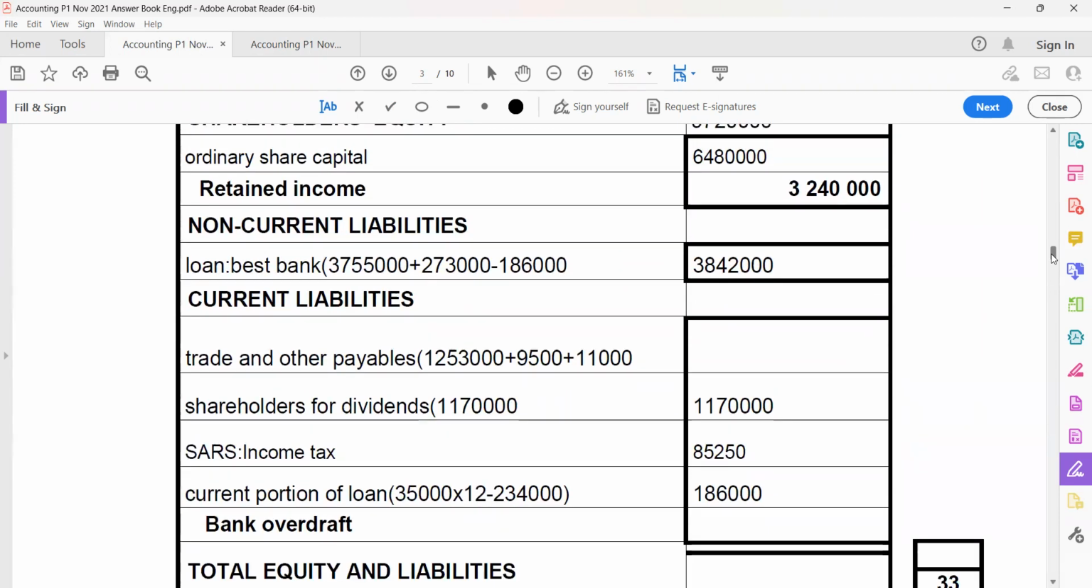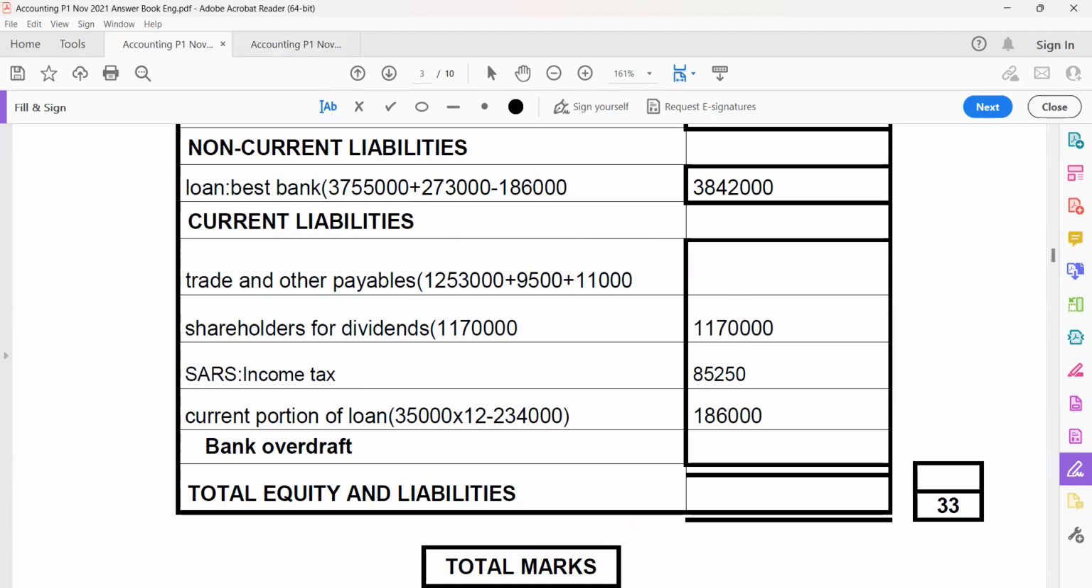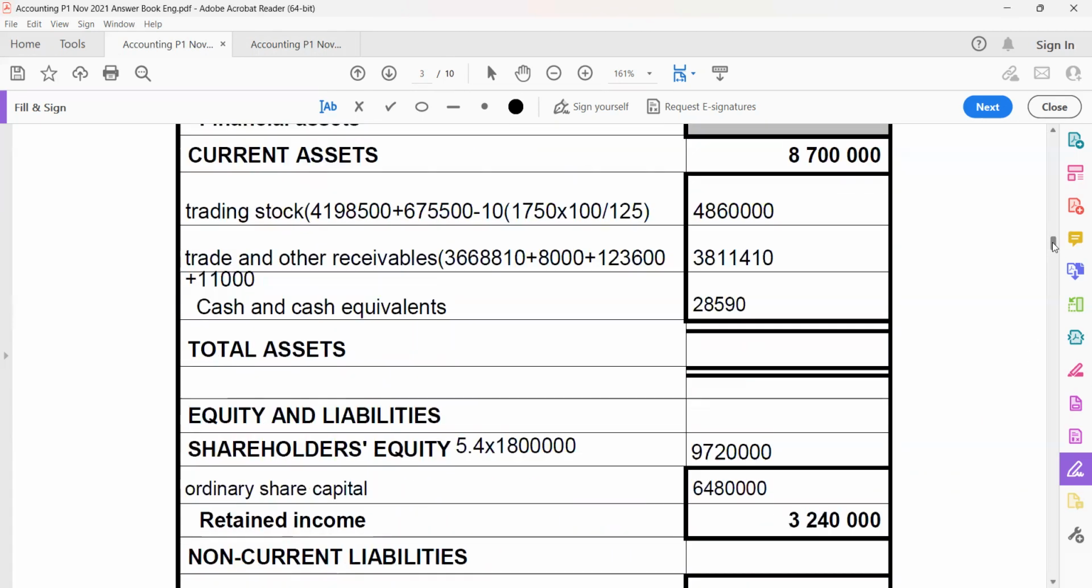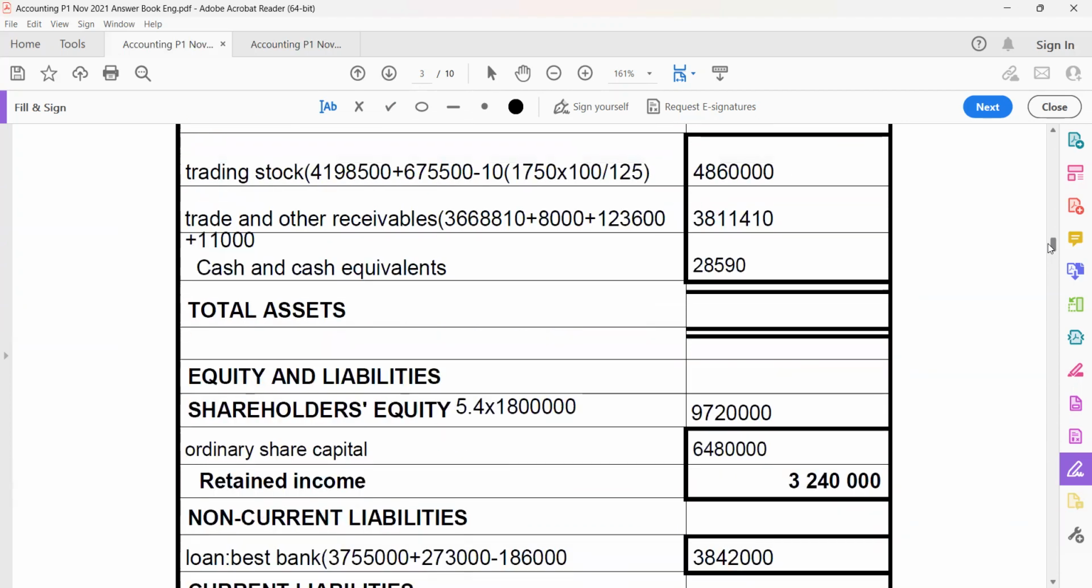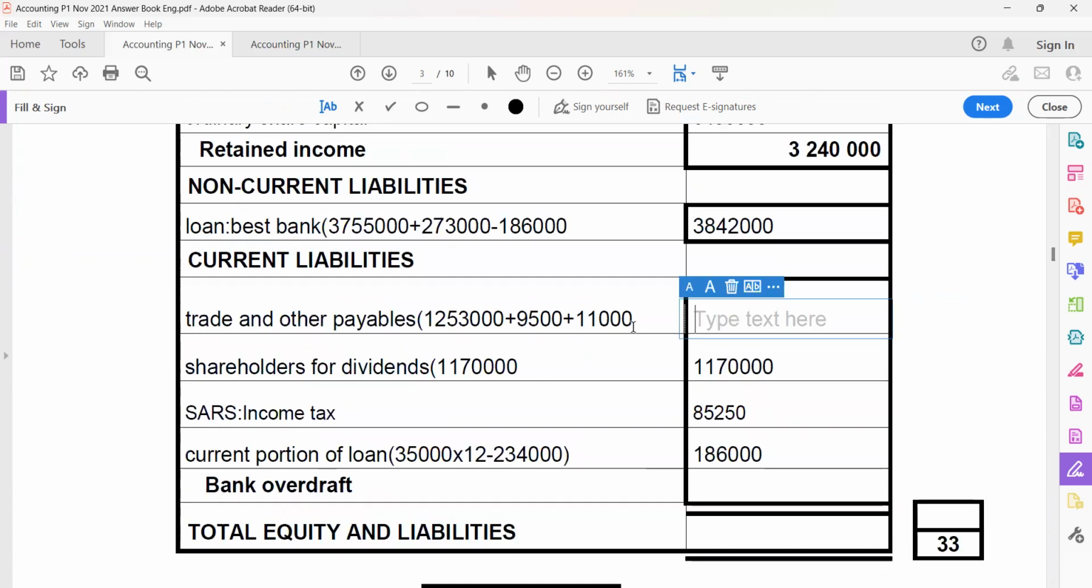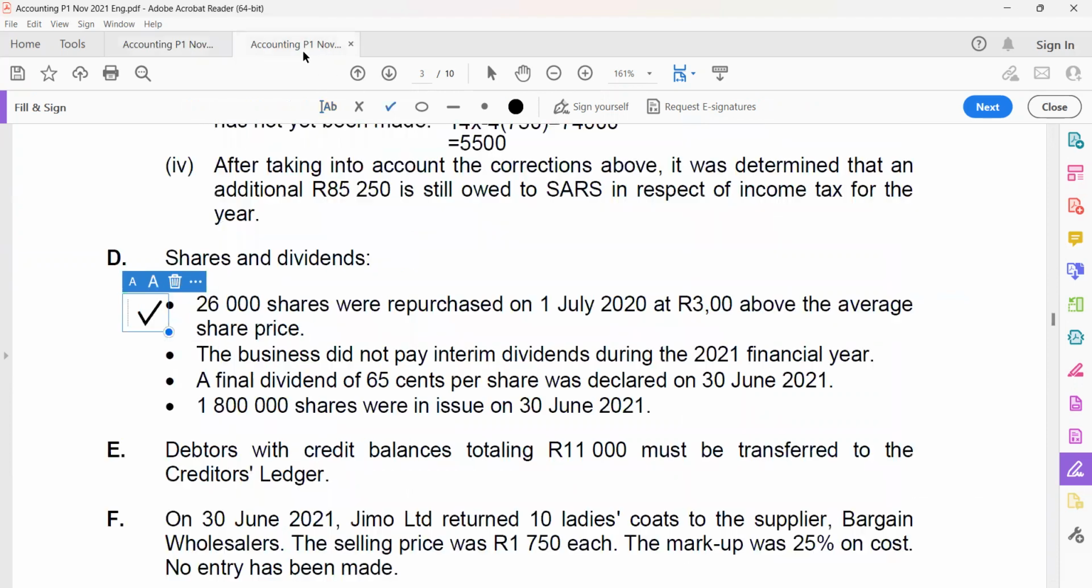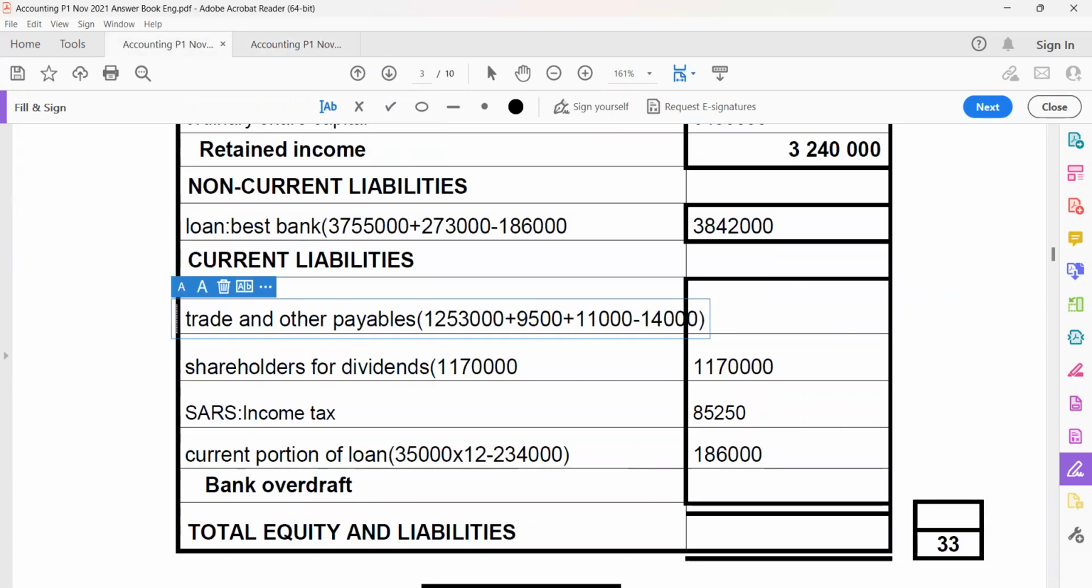Okay, anywhere else the total? Trade and other payables. So the only thing we did forget about trade and other payables is the stock we returned for 14,000. We didn't actually reduce our trade and other payables. So please make sure you use journal entries as a check for completeness. And then we have that for trade and other payables.